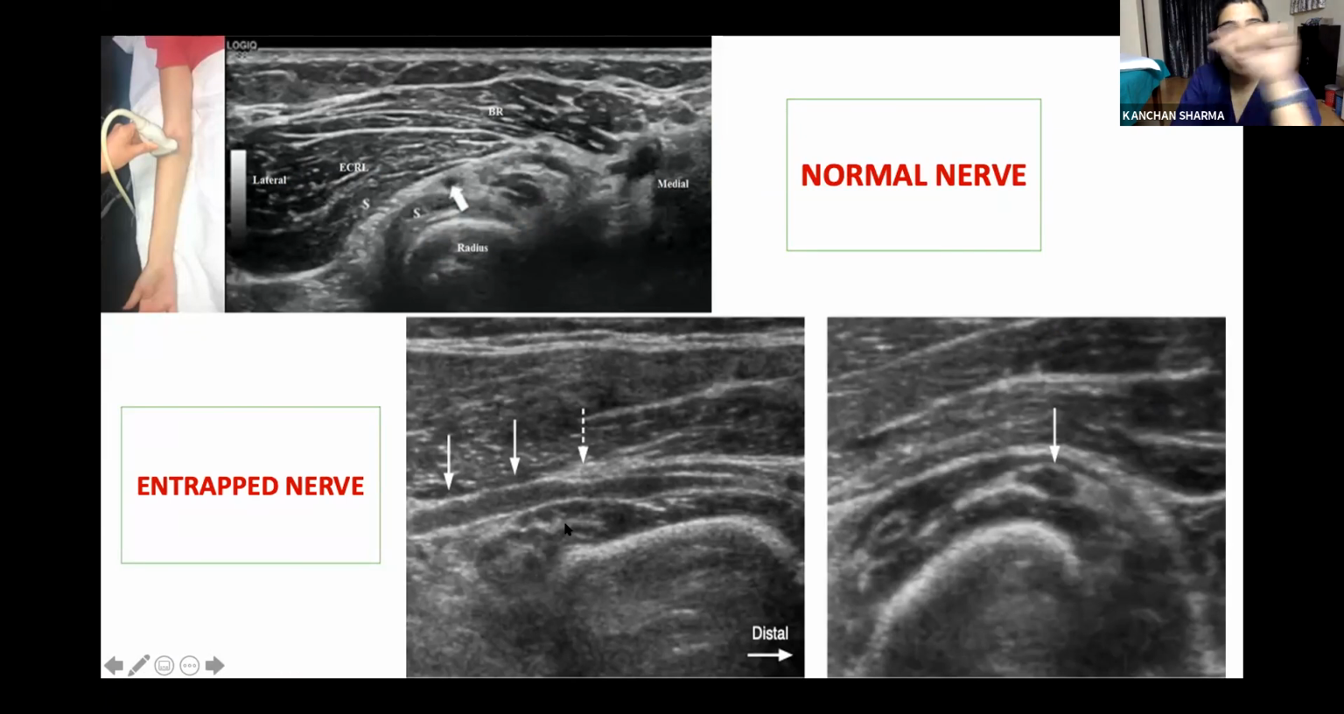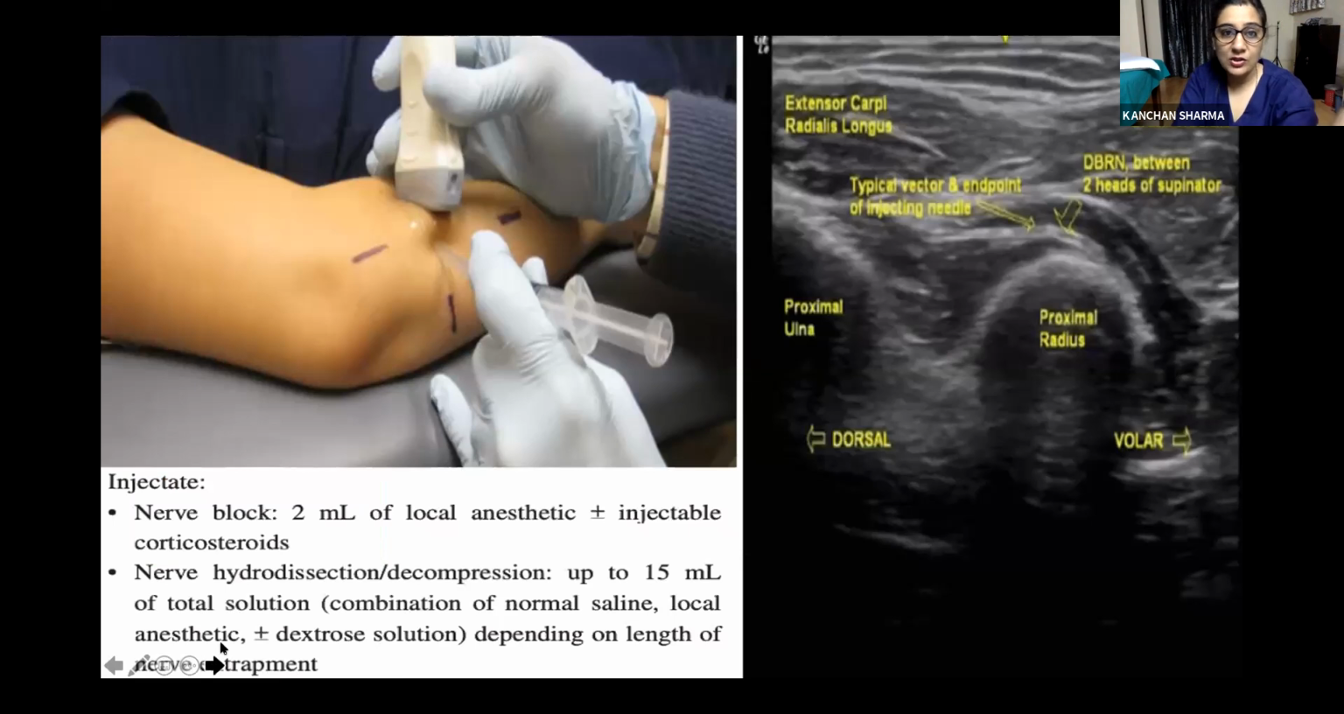And we have seen two beautiful hyperechoic lines with a very thin hypoechoic area in between them. Now if there is an entrapment, that blackish area within those two hyperechoic lines will be much enlarged. And how to go about doing an intervention is what I'll be sharing. So you can just go through how to go about doing an intervention, and the injectate remains the same.